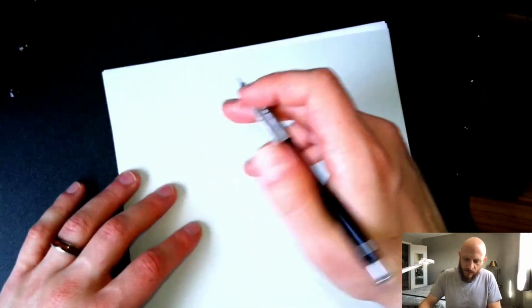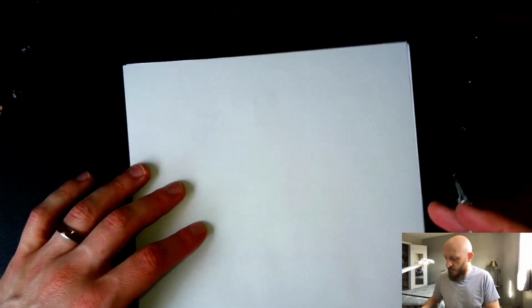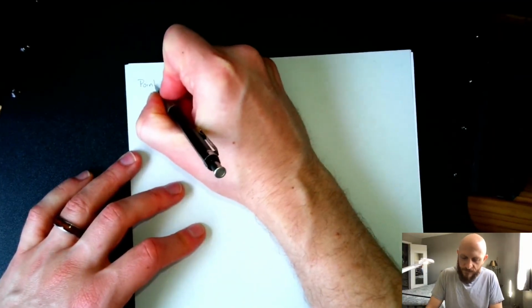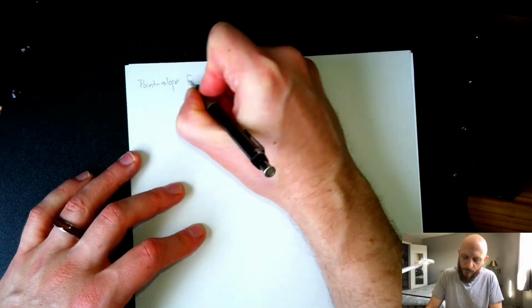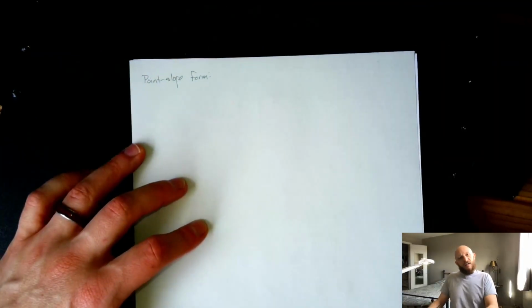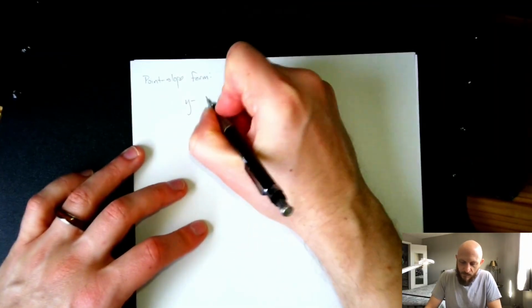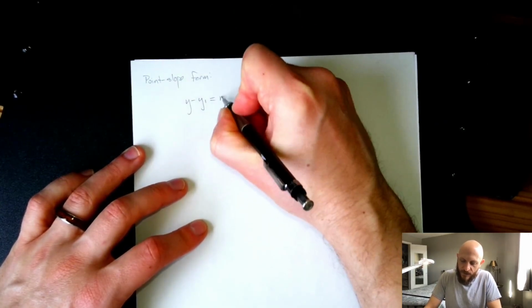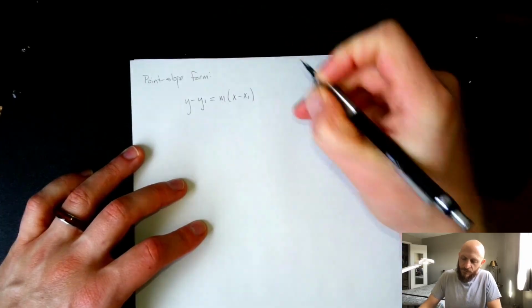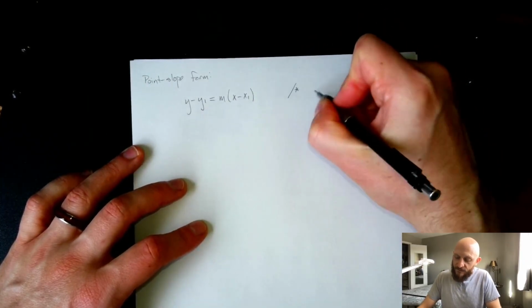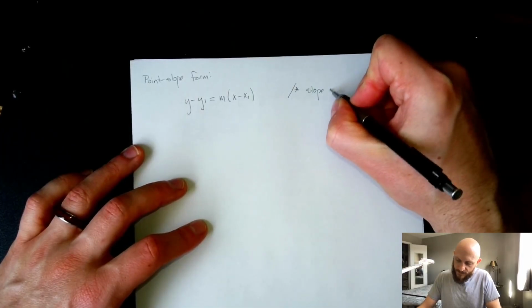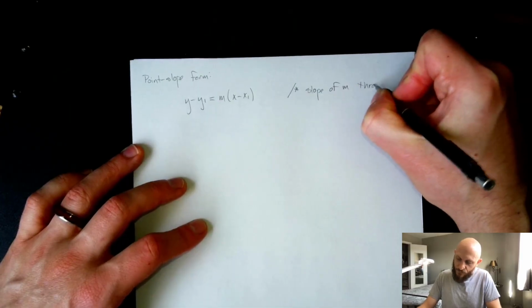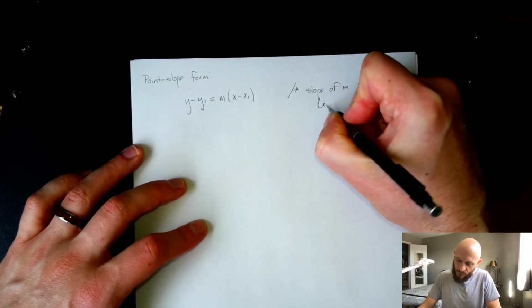Let's see, did I use the back of this? No, I haven't yet. The second form of a linear equation, which I think is also maybe the second most common form, is called point-slope form. And what does that look like generically? It looks like this: y minus y1 equals m times (x minus x1). So this is where it has a slope of m, and it passes through the point (x1, y1).